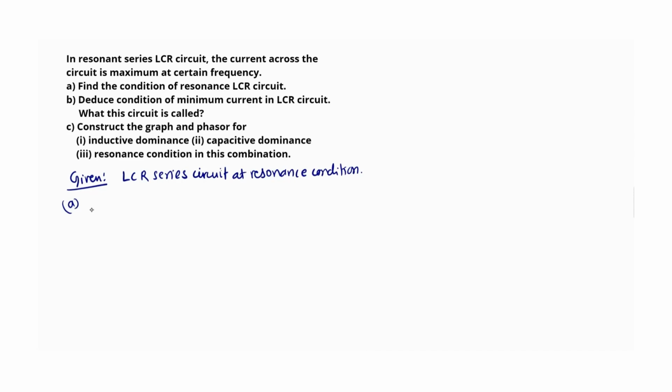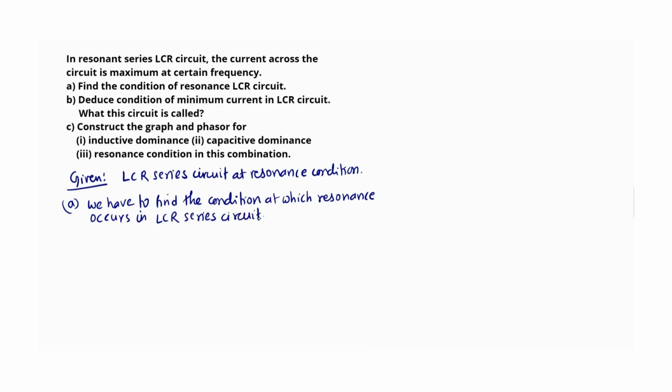So I'm writing over here, we have to find the condition at which resonance occurs in an LCR series circuit. Clear?